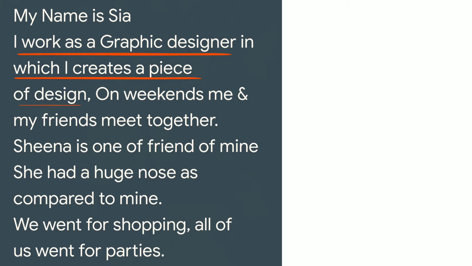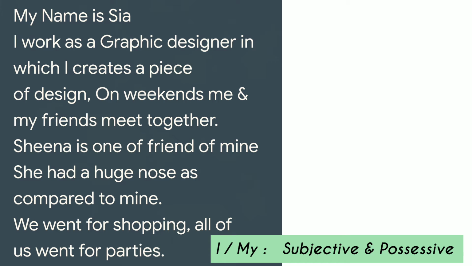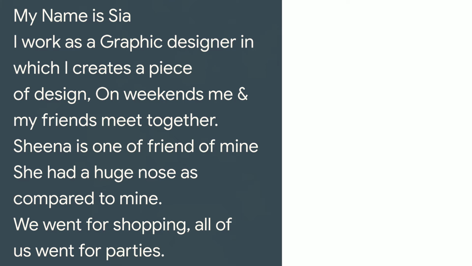I work as a graphic designer in which I create a piece of design. So I is used for denoting the person for the subjective purpose. I'm not going to say my create a piece of design. So here we have to remember that my and I are used for two purposes, the possessive and the subjective. It depends on the sense of the sentence, whether it is a subjective or possessive point of view. On weekends, me and my friends meet together.